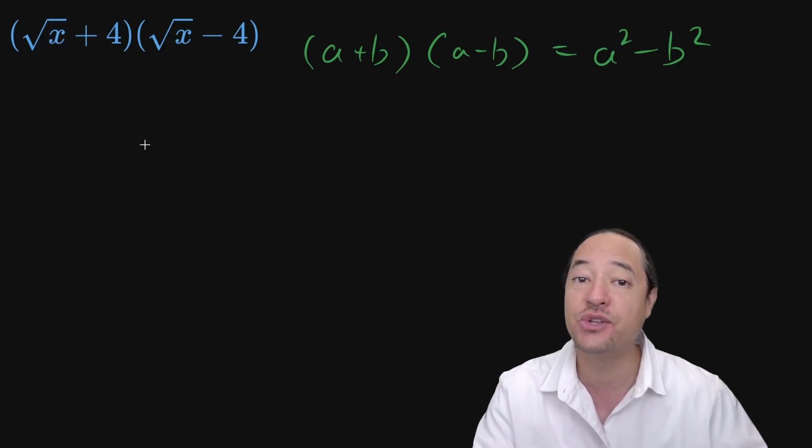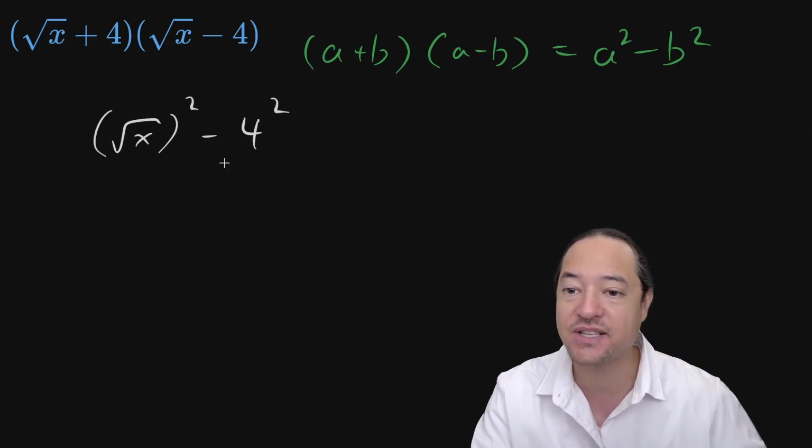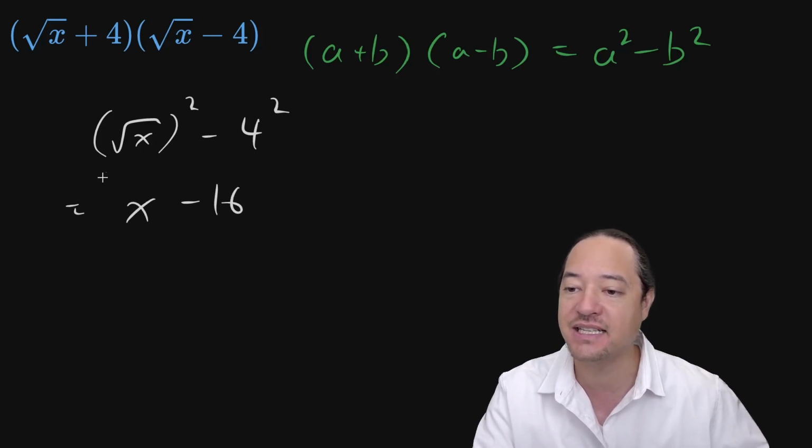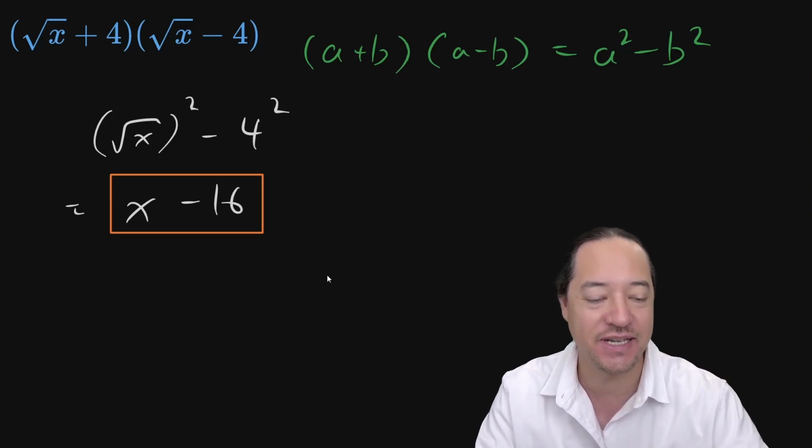So let's use that special product rule here. We're going to get a is square root of x, so that'll be squared, minus b is 4 squared. Okay, so if we do that, we're just going to get x minus 16. So that simplifies down quite nicely. Let's look at the next one.